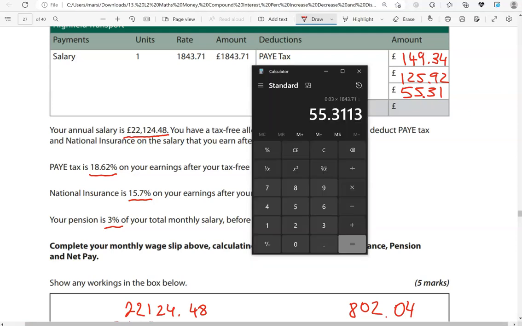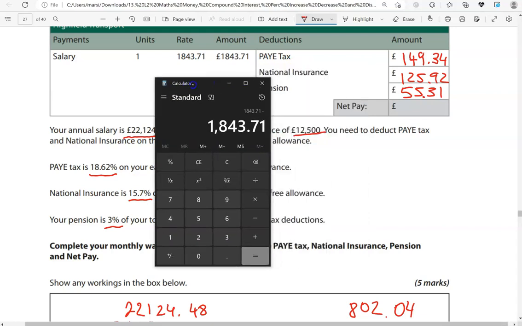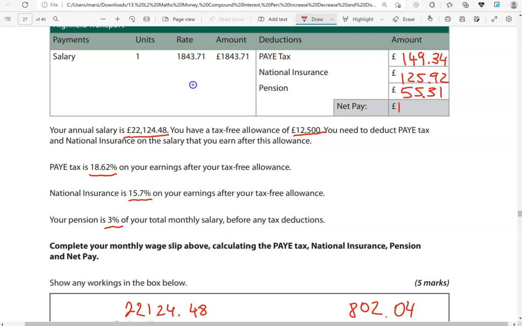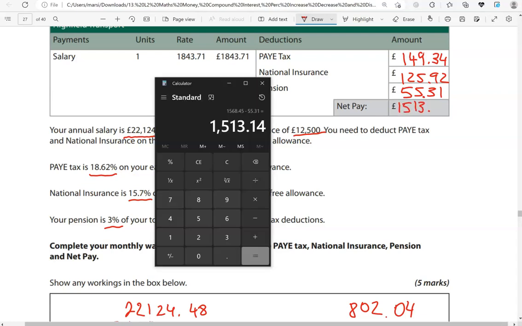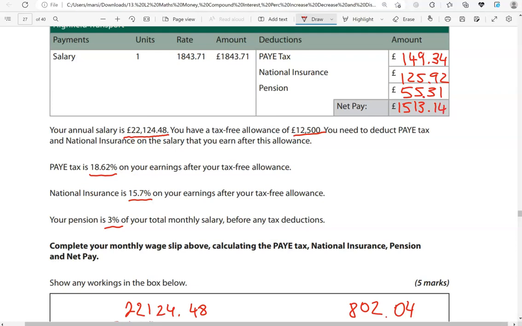So if we take all of these away from the 1,843.71, we should have the final answer for net pay. So taking away 149.34 minus 125.92 minus 55.31 equals 1,513.14.